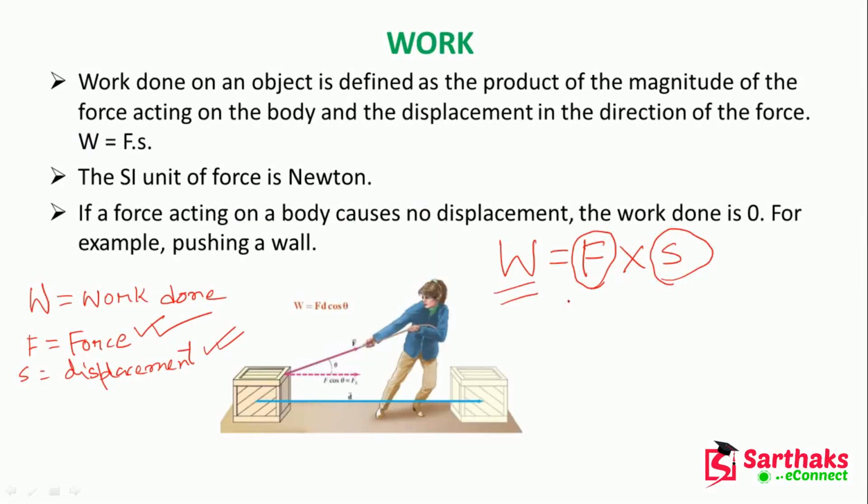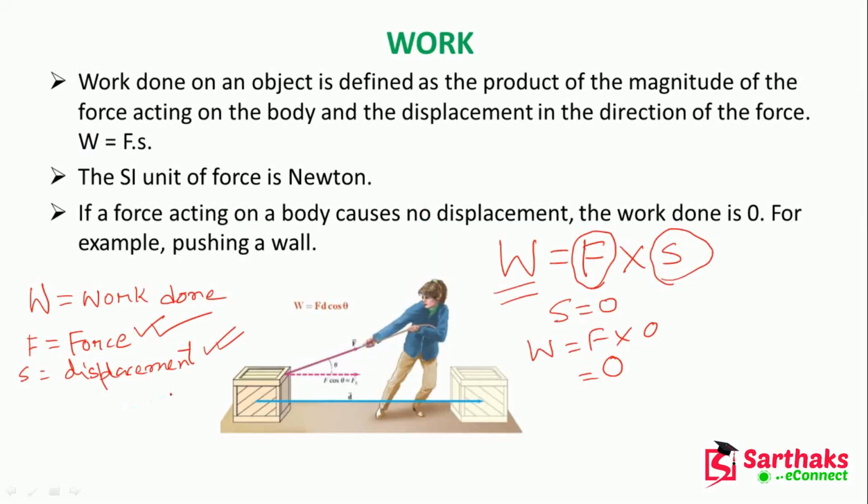Suppose S equals 0 and you are applying a lot of force. At that time, what will be the work done? That is F into 0, that means 0. That means you have done 0 work. So at that time, we are not calling this work done. So for work done, there should be some displacement in the direction of the force.